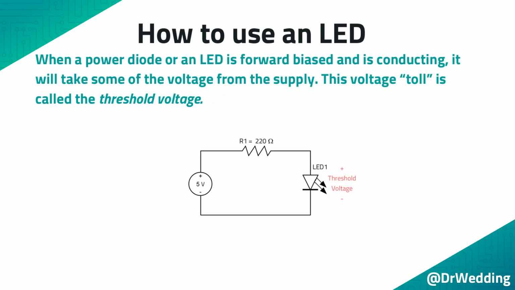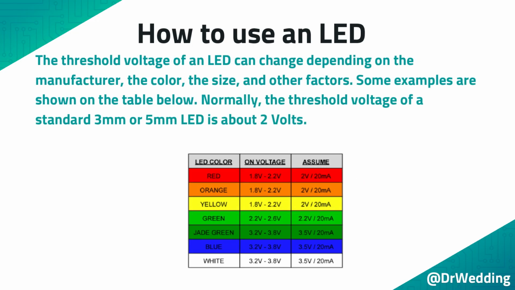When a power diode or an LED is forward biased and is conducting, it will take some of the voltage from the supply. This voltage toll is called the threshold voltage. The threshold voltage of an LED can change depending on the manufacturer, the color, the size, and other factors. Some examples are shown on the table below. Normally, the threshold voltage of a standard 3mm or 5mm LED is about 2 volts.